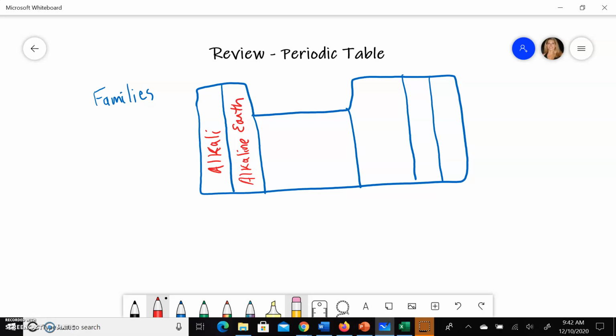The second group is group number 2. These are called the alkaline earth metals. In the middle, we have the transition metals. These are in the D block. Way over on the right, we have noble gases. And next to those are the halogens. So make sure you're familiar with where those families are located.